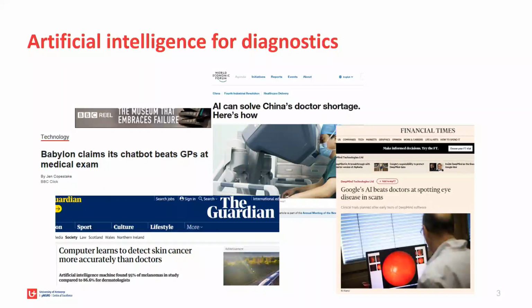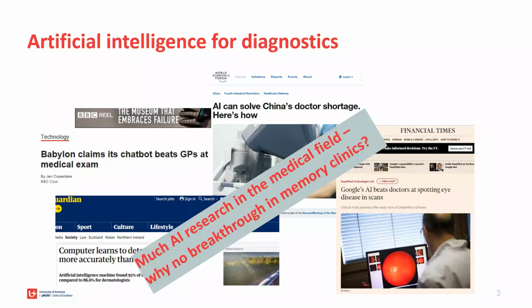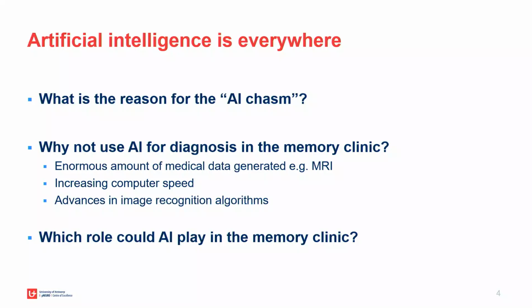So sometimes if you look at journal headlines, it seems that medics will be replaced by AI tools quite soon. Now, actually, when you think of it, there's a lot of AI research in the medical field, but as clinicians in the memory clinic, we don't really get to profit from all these breakthroughs. There are not many AI tools currently being used in memory clinics around the world. During my talk here, I would like to explore the reasons behind this so-called AI chasm.